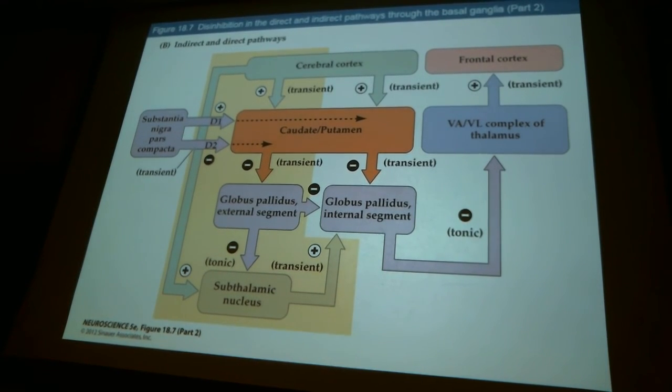Yes? So from the caudate and the putamen, is it the indirect and the direct, do they happen at the same time every time, or do you choose between either the indirect is happening or the direct is happening? So the question is, are these direct and indirect pathways happening at the same time? And I can't answer that. I don't think it's really well understood.